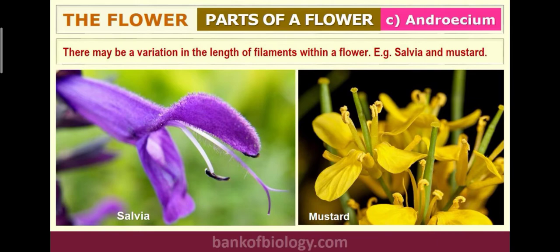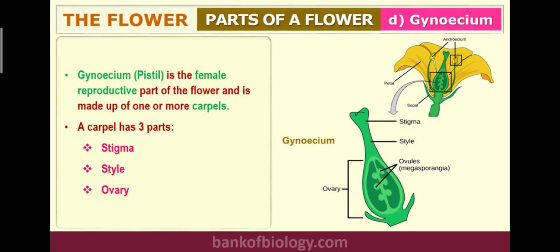There may be variation in the length of filament within a flower. Example: salvia and mustard. अब इसका length भी differ करता है, ज़रूरी नहीं है कि length भी same हो, it may be different in different flowers. Now the third part is gynoecium.